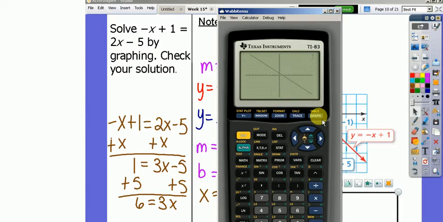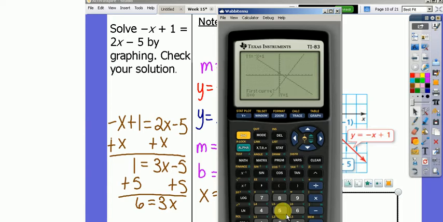When you graph it, the graphing calculator will graph those two lines for you, and you see an intersection point. So what you would do with your graphing calculator is hit second, calculate. Go down to where it says intersect. You can either hit the number 5 or press enter. I'm going to hit the number 5.